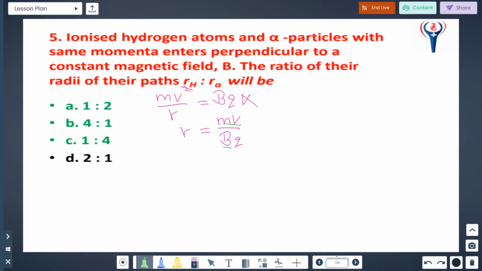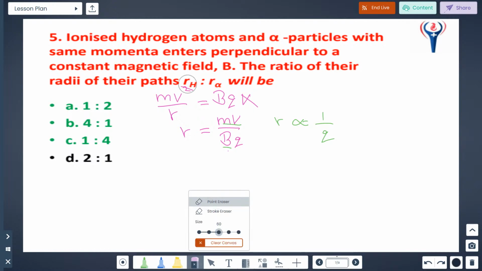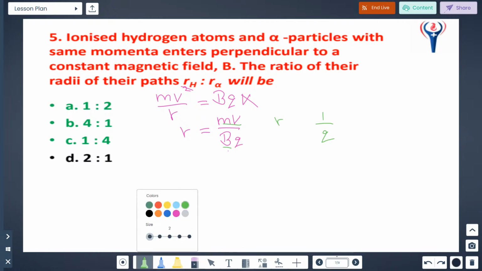Then by removing the constant, what you will get? R is inversely proportional to Q. So R depends on only charge. Other things constant, because they have given momentum is constant, magnetic field also constant. So radius of that path is inversely proportional to only its charge.